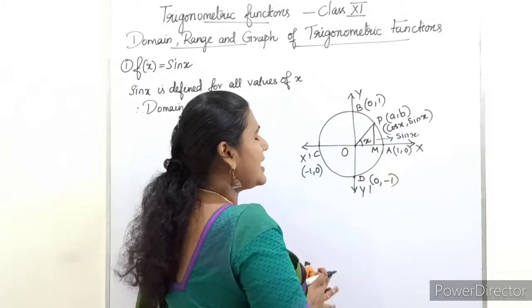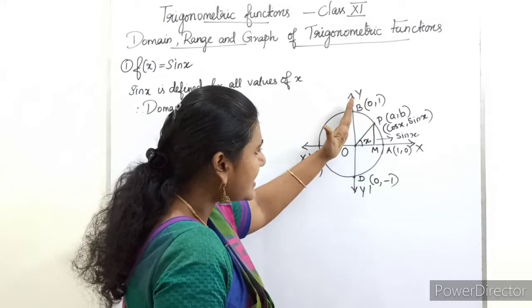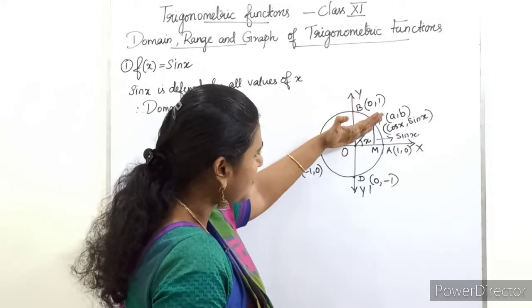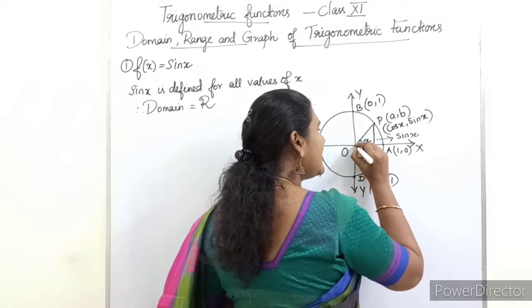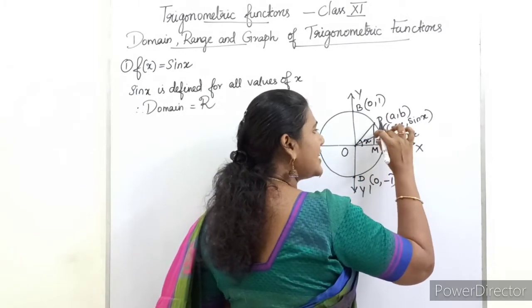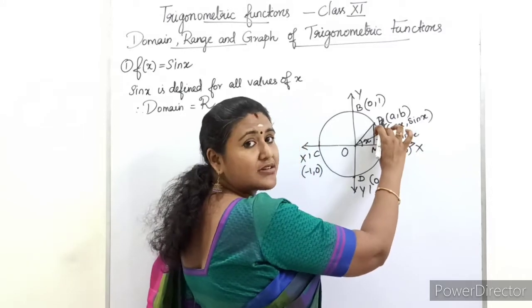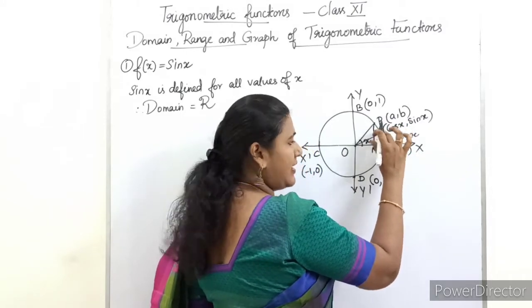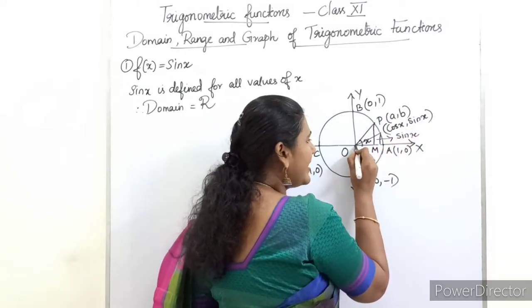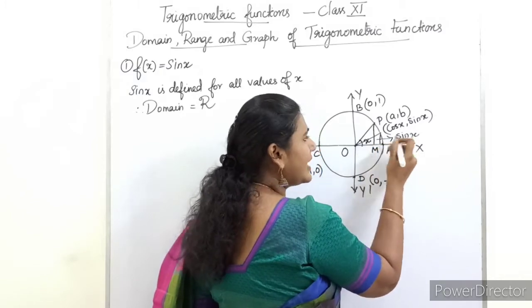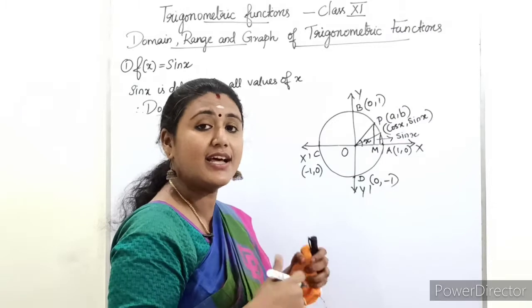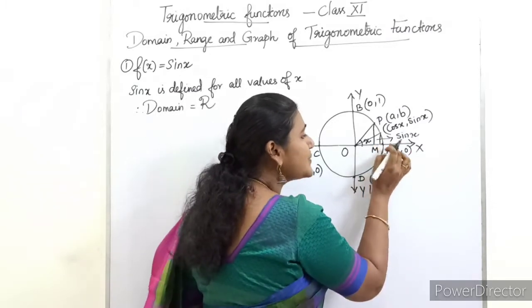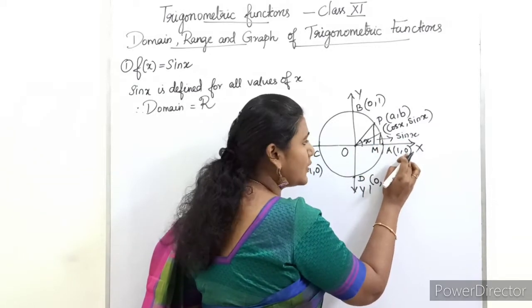So if we increase or decrease the value of x, suppose I am decreasing the value of x, imagine if I am decreasing this value of x, then what happens to the height of this triangle? It is decreasing. When the angle becomes 0, there is no triangle and there is no height. So at this point the sin value is 0.